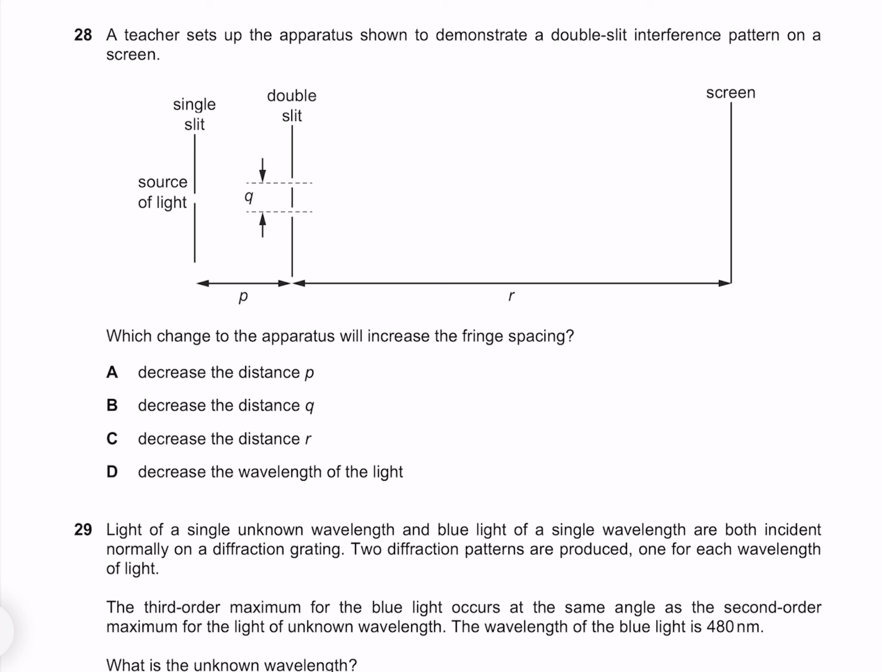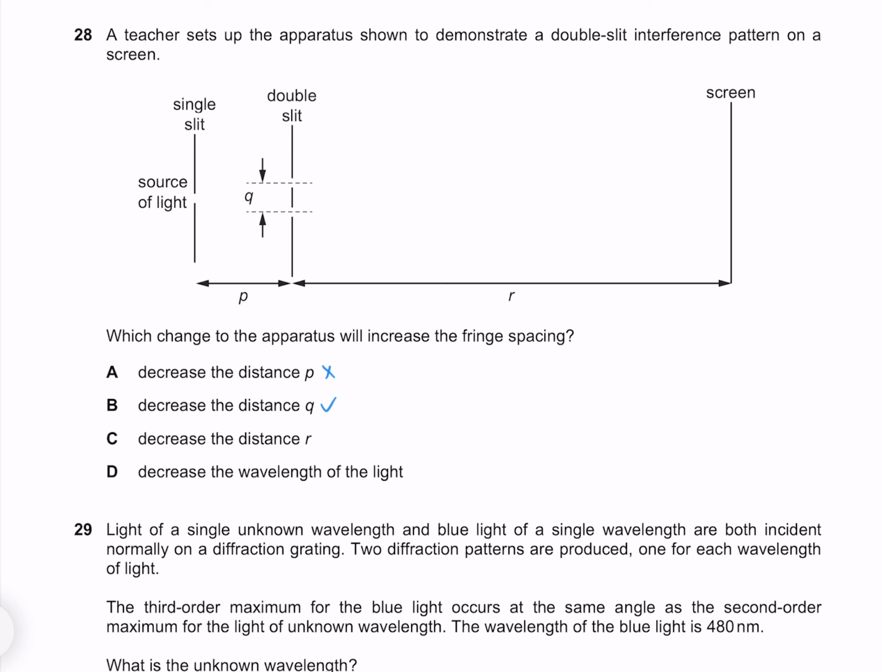A teacher sets up the apparatus shown to demonstrate a double-slit interference pattern on a screen. Which change to the apparatus will increase the fringe spacing? The distance P will have no effect. Decreasing the distance Q will increase the fringe spacing, so our answer should be B.